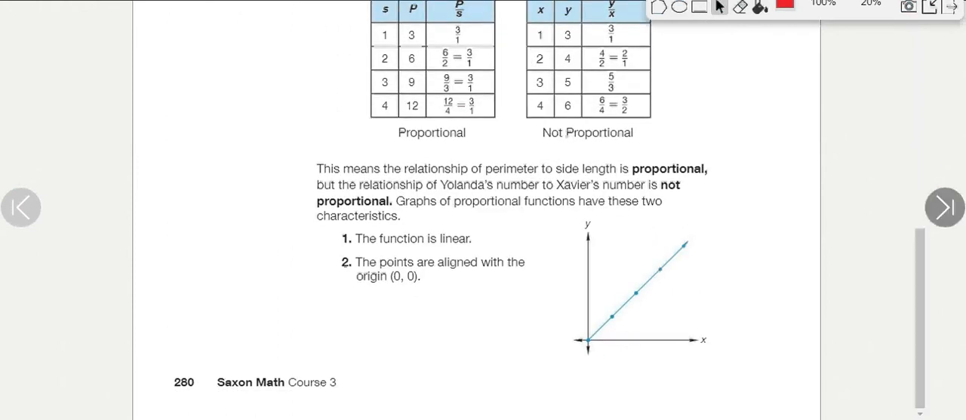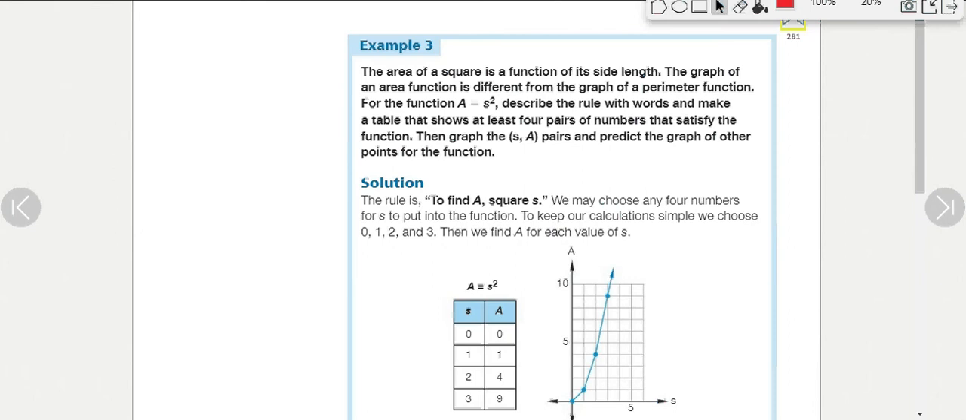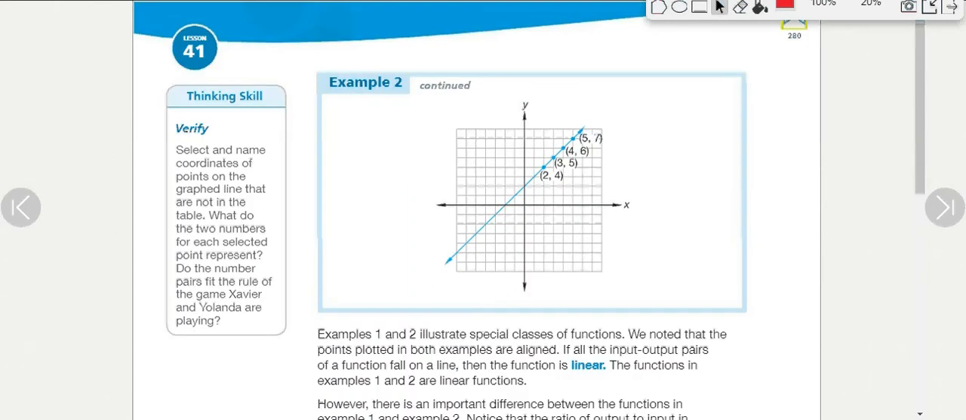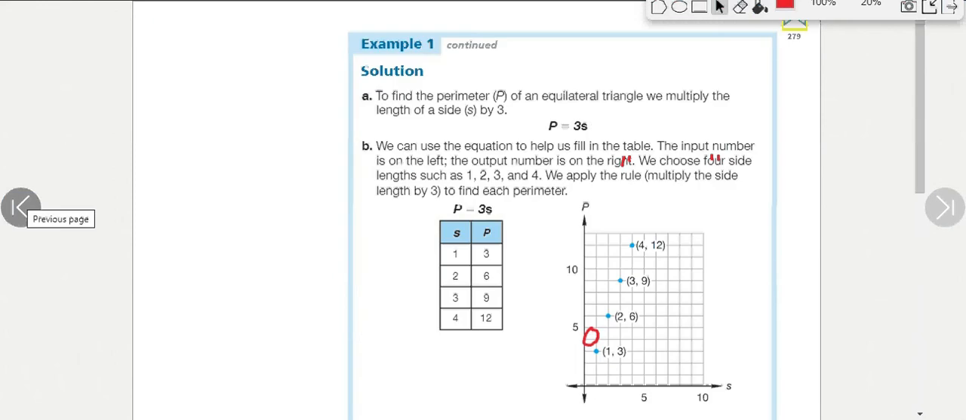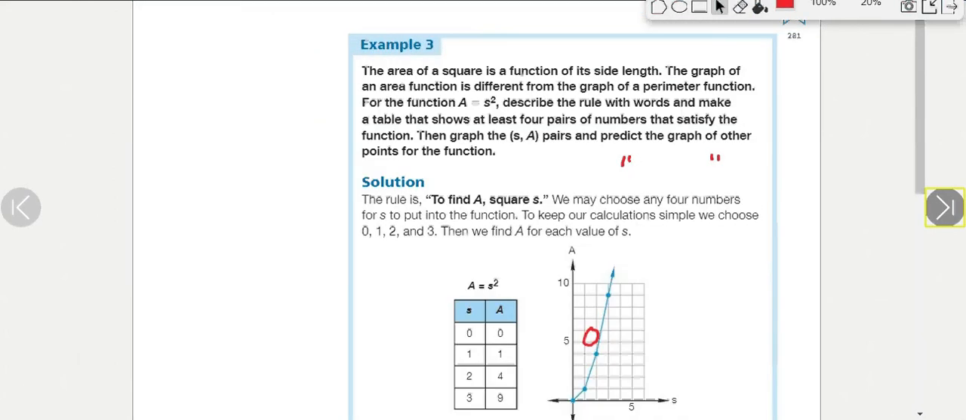Oh, sorry, the points are not aligned with the origin, and that means it's not proportional. It needs to go through 0 to be proportional. So let's see if that original one that I said was, I think it is. Yeah, that one was. It went through 0. Went through the origin. This is a good one to be familiar with.